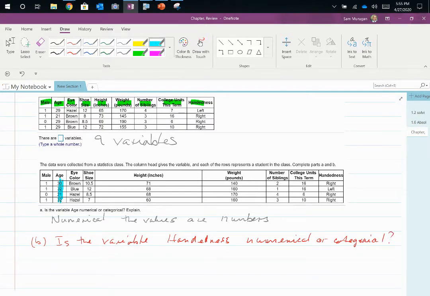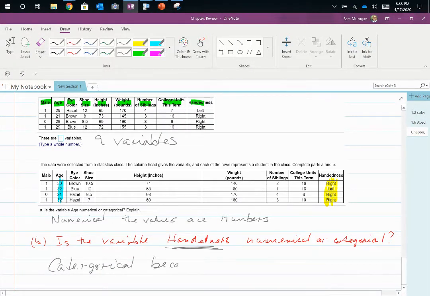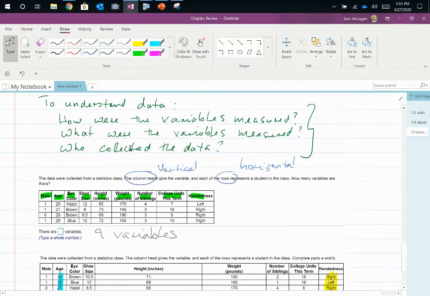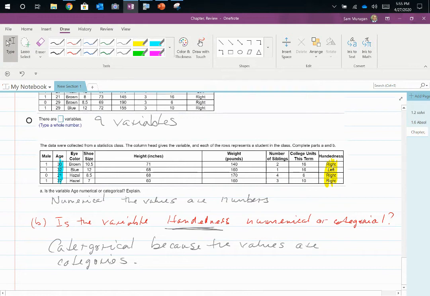And in this case, if we look at the handedness, we see it describes a quality, whether somebody is left or right-handed. So in this case, it would be categorical because the values are categories.